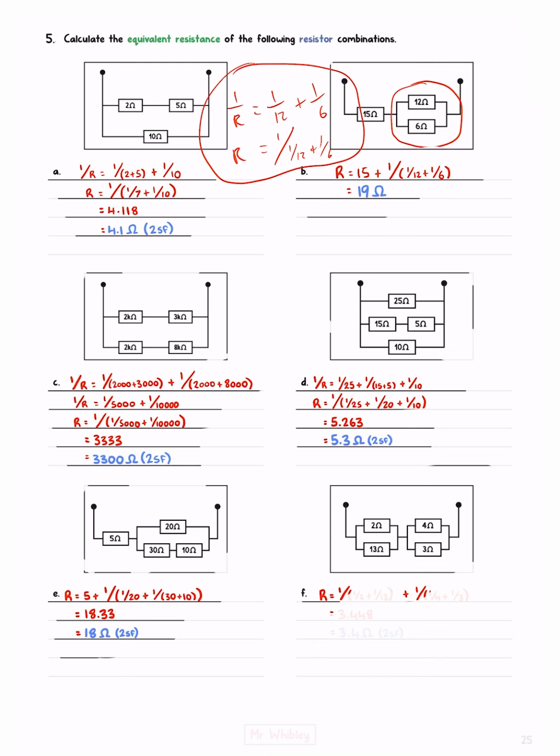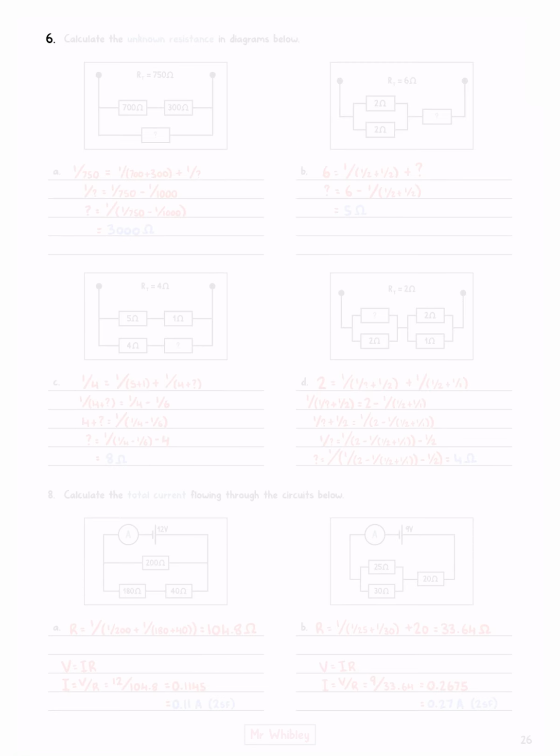And so for our first branch, that's 1 over 2 ohms plus 1 over 13 ohms, and for our second branch, it's 1 over 4 ohms plus 1 over 3 ohms, which gives us 3.448, or 3.4 ohms to two significant figures. Question 6. Calculate the unknown resistance in the diagrams below.